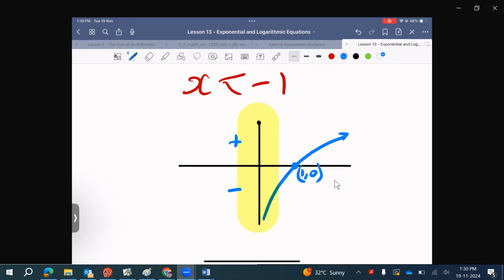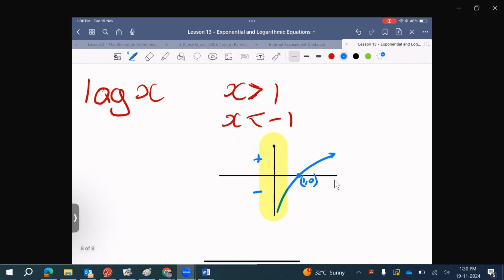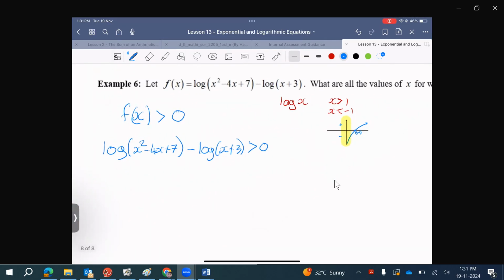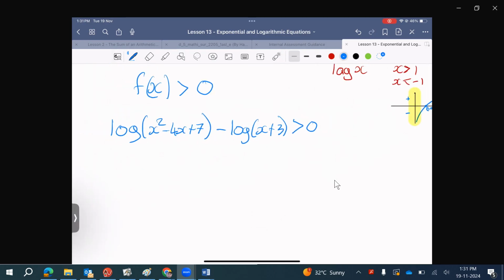So if you're multiplying by an expression like log of x, then when x is greater than 1, you're multiplying by a positive, so you don't have to worry. When x is less than 1, you multiply by a negative, so you have to flip the direction of the sign. Take care with that aspect. I'm not going to have to do that here. I can just join them together. So this gives me the logarithm of x squared minus 4x plus 7 all over x plus 3 is greater than 0.